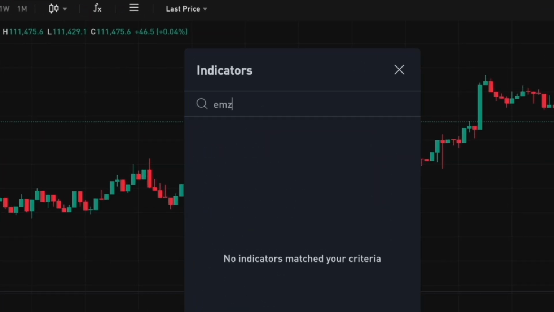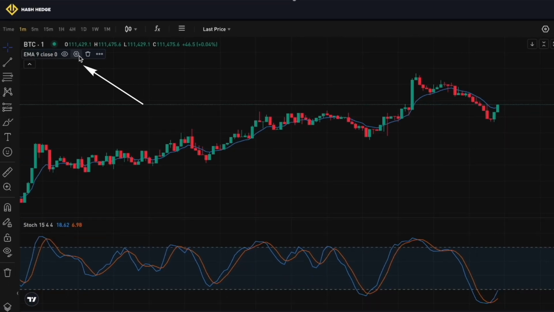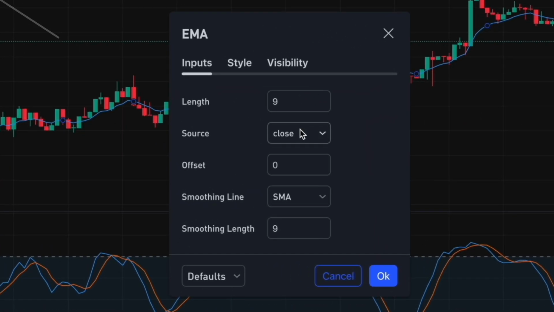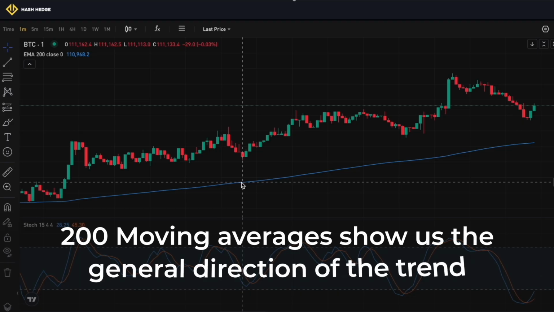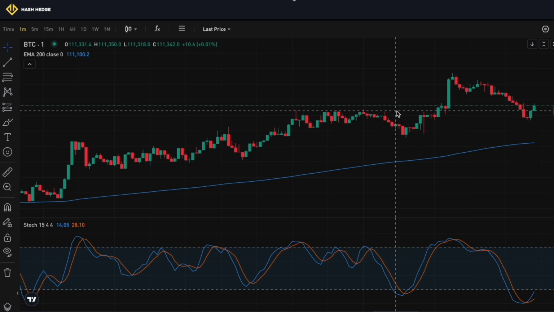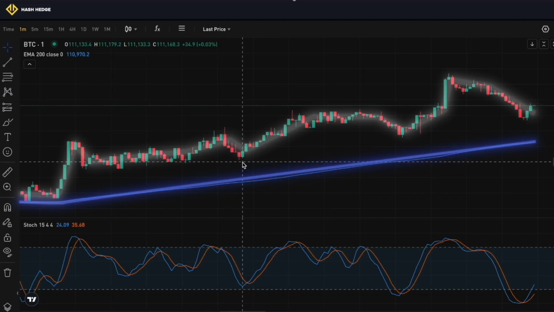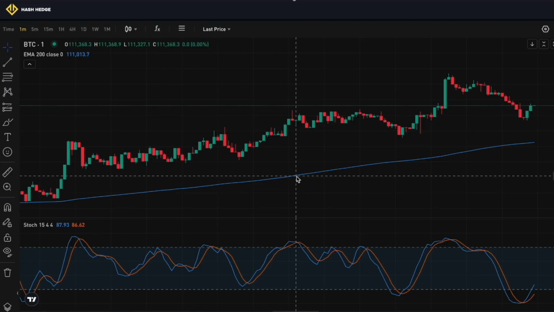That would be the exponential moving average; we need to search for it and select it. You can go to the settings of this indicator. Application must be by close. The period that we set is 200. Put it on the chart. The 200 moving average shows us the general direction of the trend. With any strategy, we should try to make trades in the direction of the general trend, which means when the chart and candles are above the 200 moving average, we only trade up and ignore down signals. And vice versa, when we have a chart under the moving average.